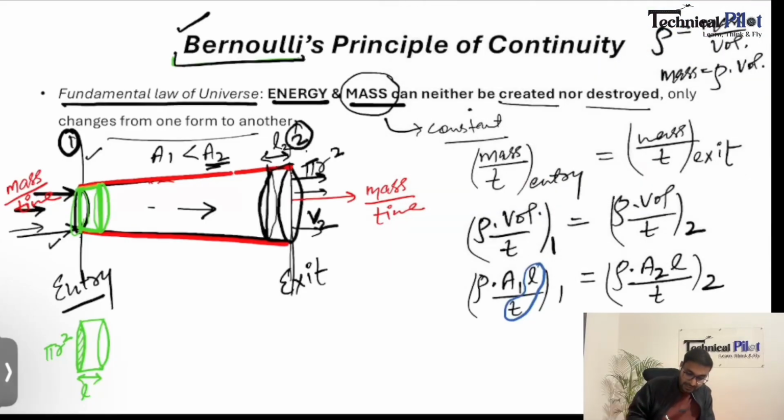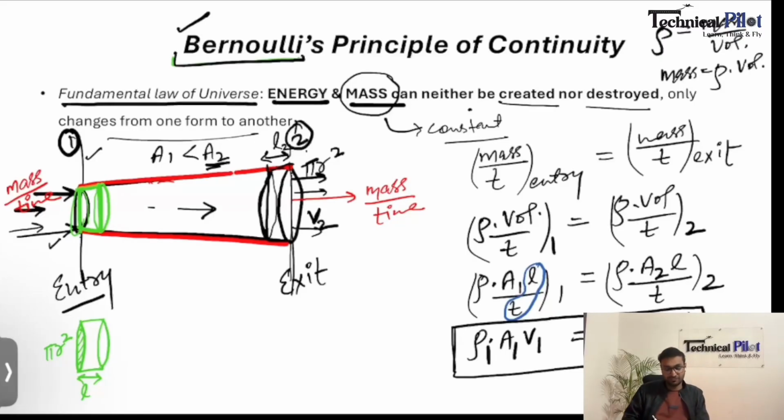So I can write it as density into area A1 into velocity at section 1, velocity is V1, equal to density into area A2 at section 2, velocity is V2. And removing the 1 and 2, let's write density at 1, density at 2, rho 1 and rho 2. This equation is defined as Bernoulli's principle of continuity.